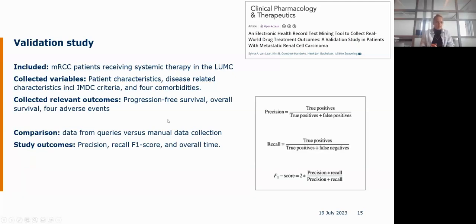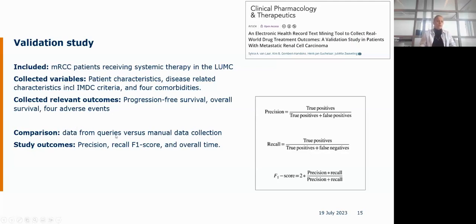We did a study in patients with renal cell carcinoma because we had a relatively big population in our hospital, and also this was a population with several different treatments and some interesting questions. And we thought, okay, what would you actually want to collect in general? So some patient characteristics, some disease-related characteristics, some comorbidities, and also some adverse events, just to see roughly, does it work, does it not work, do we need to continue? And also we collected some outcomes.